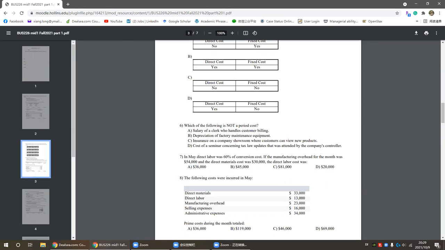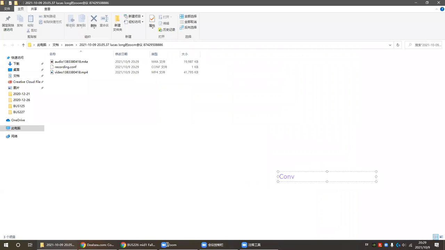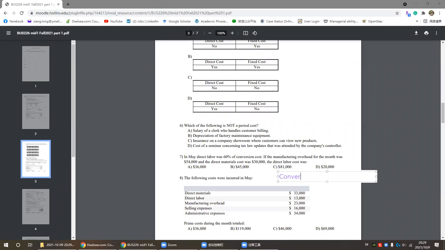So here, the thing you need to know is, our conversion cost will be equal to our direct labor plus overhead. We already know our overhead. We just need to know our direct labor, and we know that our direct labor also equals 60% times our conversion cost. So we can put the conversion cost back in here.